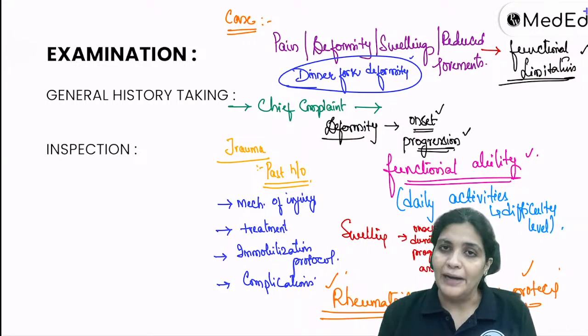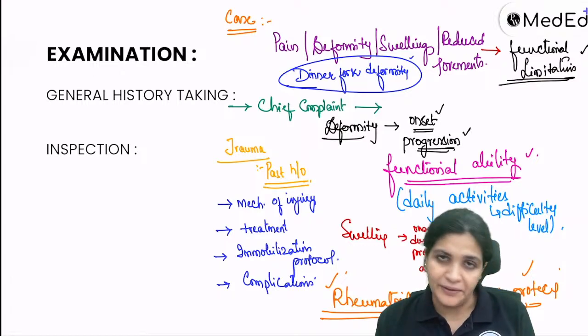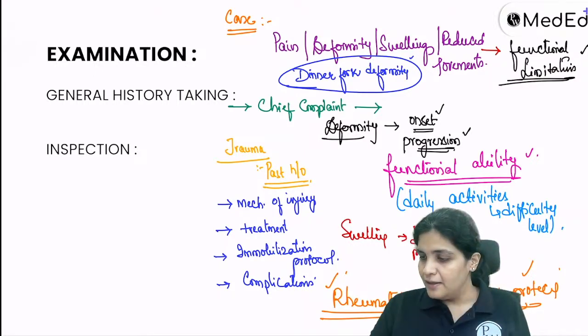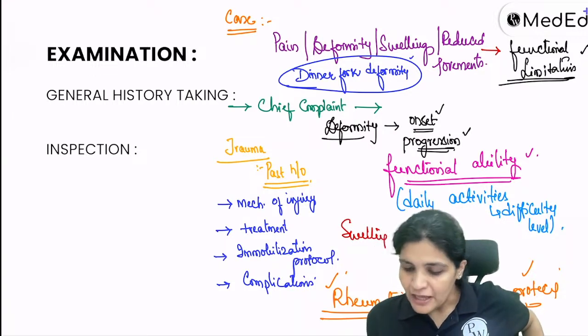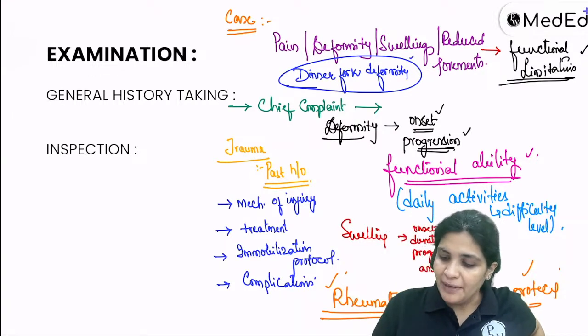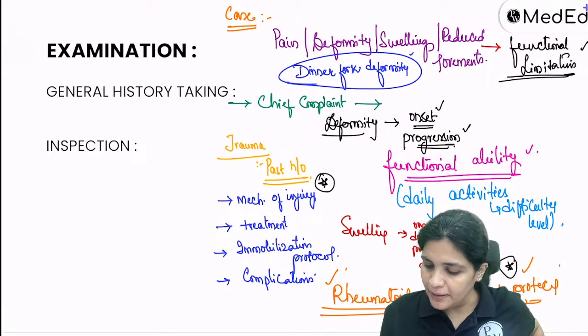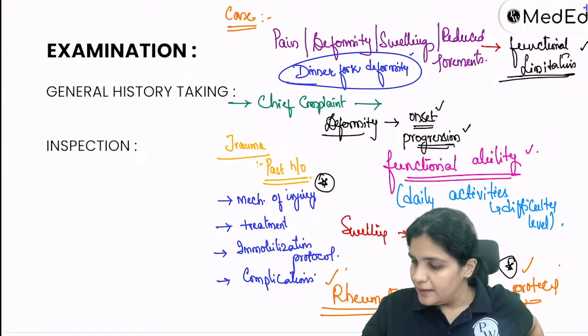One would be your malunited Colles fracture, and the second would be your rheumatoid arthritis, if there is any deformity present, right? Is that clear? This is about your history taking. These are the important points which I'm highlighting. This you have to remember. The rest is all the same. Is that clear?